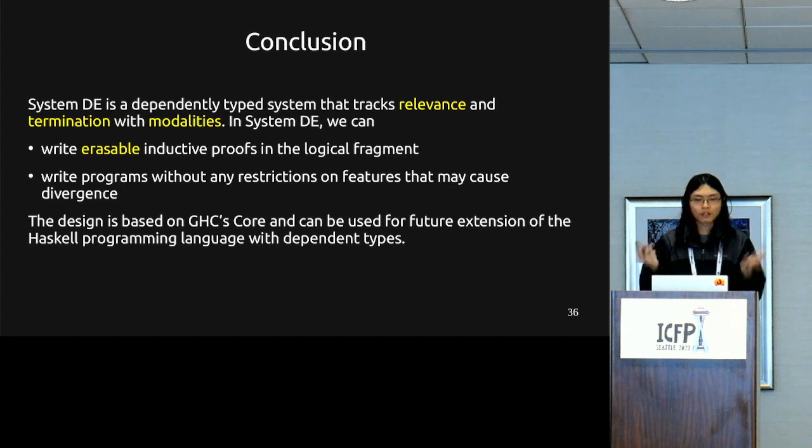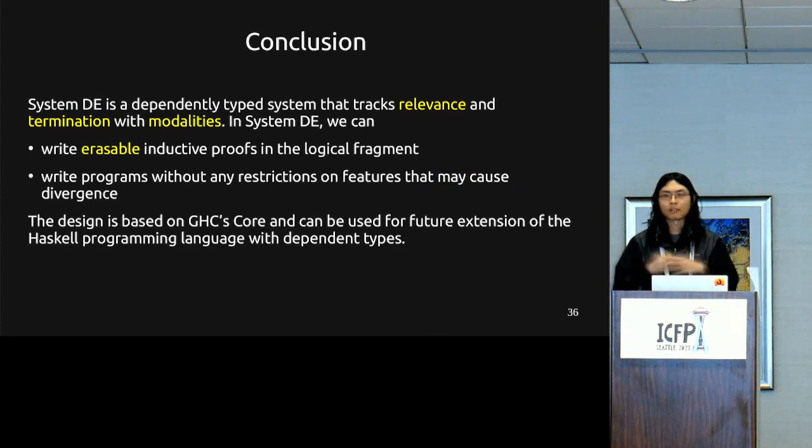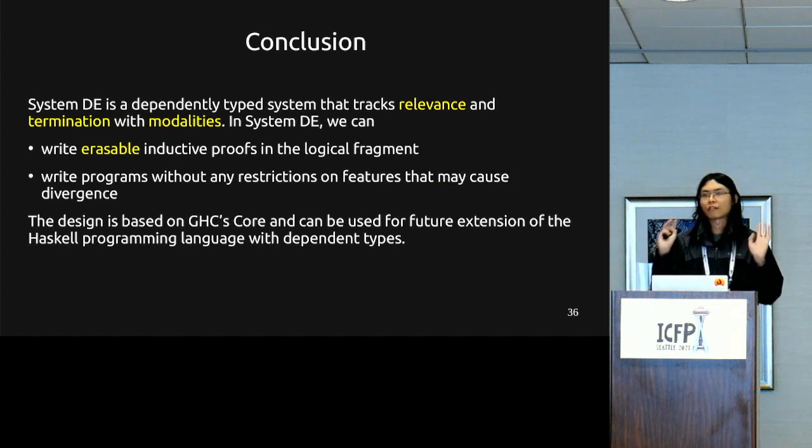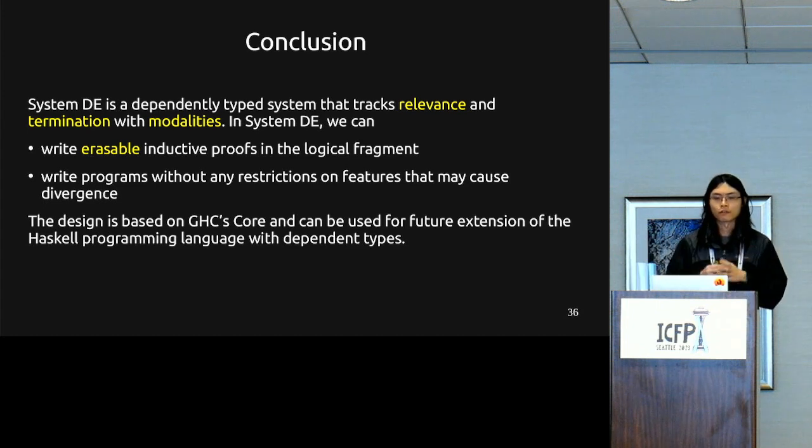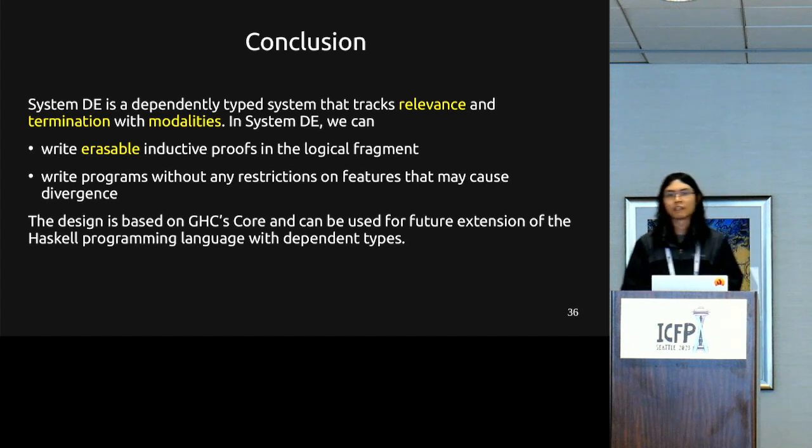That concludes the talk. System DE is a dependently typed system that tracks relevance and termination with modalities. Programmers can write erasable proofs in this language, and they can still use all the general purpose program features such as general recursion within the programmatic fragment. The design is based on GHC's core calculus and can potentially be used for the future extension of the Haskell programming language. And I'll be happy to take questions.